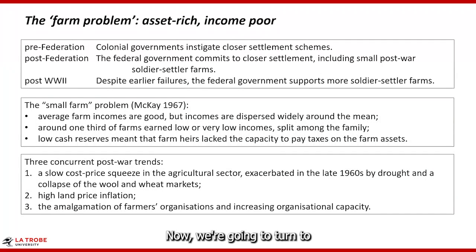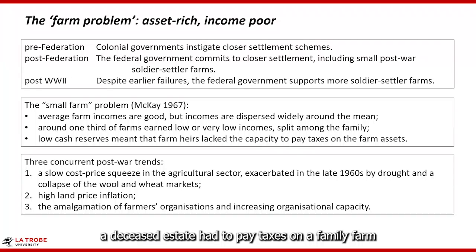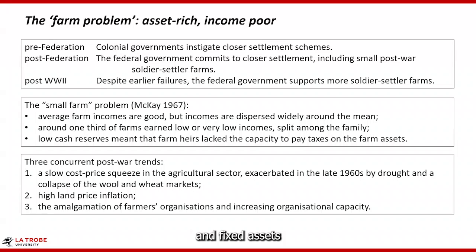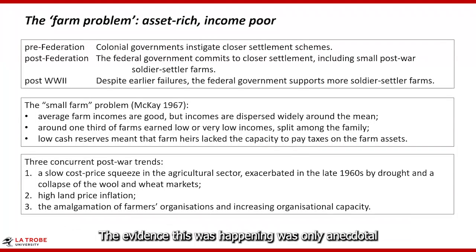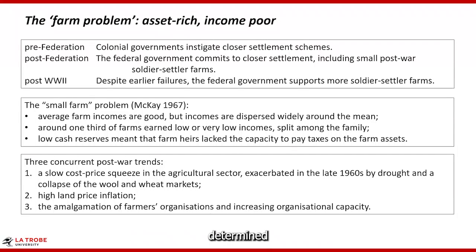Now we're going to turn to what William Pedrick calls a farm problem. Landed assets, realty, are fixed in place and they're sometimes hard to divide. When the administrators of the estate had to pay taxes on the value of the farm and fixed assets and the liquid funds were insufficient, they sometimes had to sell the farm or subdivide it in order to pay the taxes. This could displace the family members from their family home and destroy their livelihood. The evidence of this actually happening is only anecdotal, and the extent of the problem is undetermined.